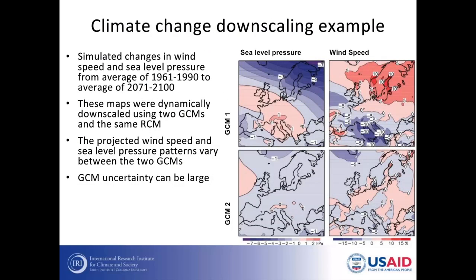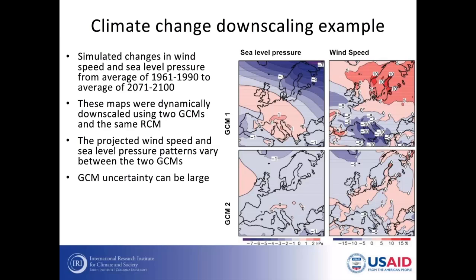Here's an example of simulated changes in wind speed and sea level pressure from average of 1961 to 1990 to average of 2071 to 2100. These maps were dynamically downscaled using the same regional climate model from two different GCM climate change projections, GCM1 on the top and GCM2 on the bottom. The panels on the left show quite different projected changes in sea level pressure from the two GCMs. The panels on the right show that these translate into strikingly different downscaled changes in wind speed.